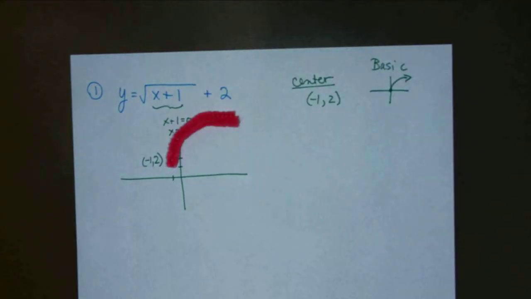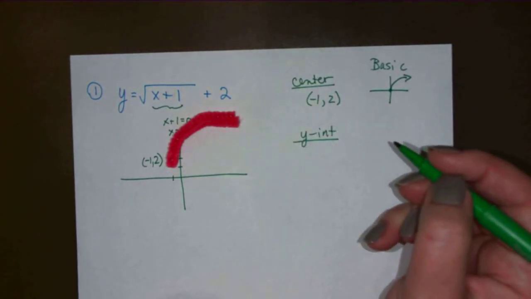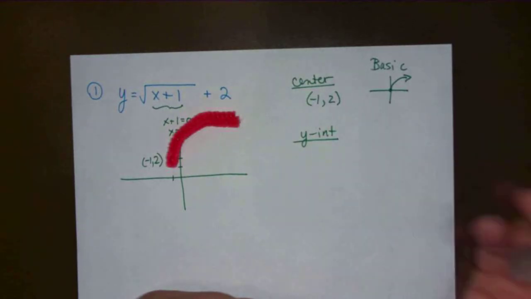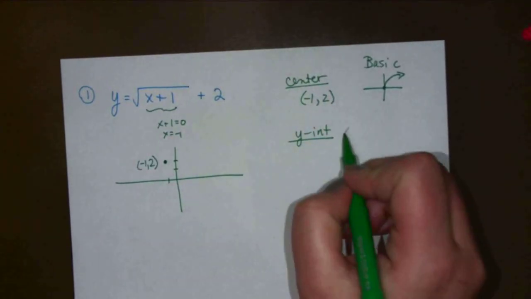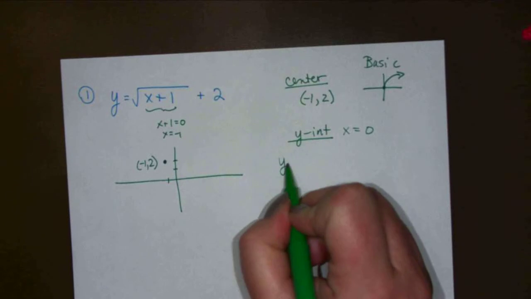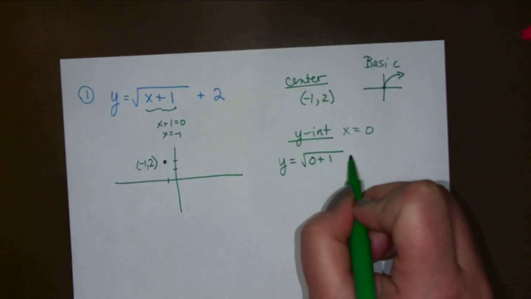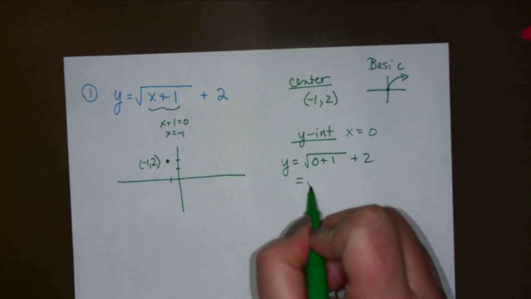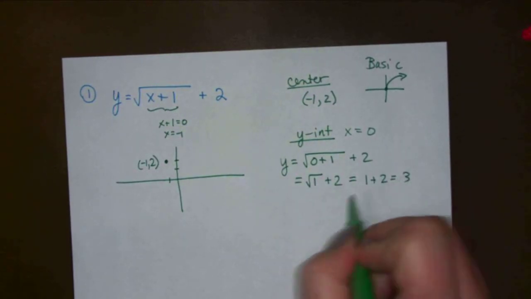So which axis is it crossing through? The y-axis, so we need a y-intercept. Do we need an x-intercept? No. If we tried to find it, what should happen? What should we get as an answer? None, but yeah, I'll show you what happens. Okay, so y-intercept, x equals 0. So y equals square root of 0 plus 1, plus 2. Square root of 1 plus 2, 3. 0, 3.